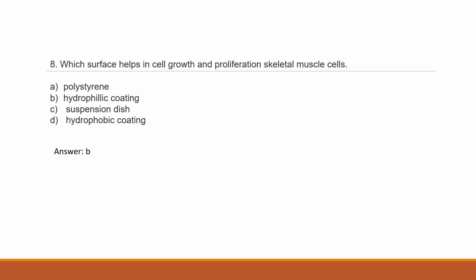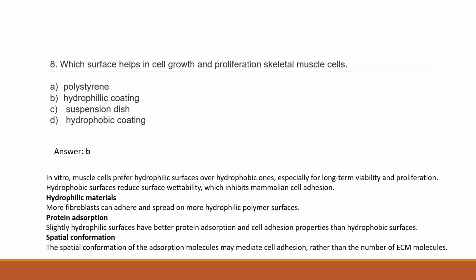Okay, so hydrophilic coating. Yes, your answer is hydrophilic coating. You can also grow them on polystyrene, but hydrophilic coating will enhance adhesion, so that will help the cells to attach and spread and properly grow and proliferate on the surface. So in vitro, muscle cells prefer hydrophilic surfaces over hydrophobic ones, especially for long term viability and proliferation.